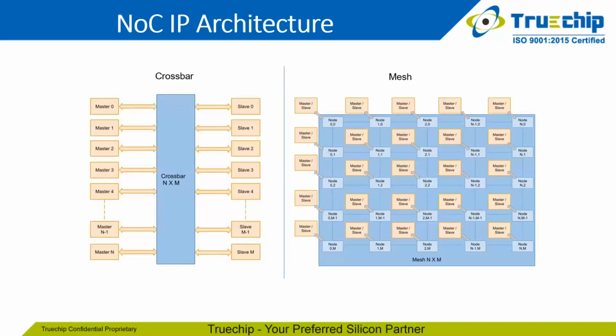Okay, so that concludes our topology section. Now let's look at the NOC IP structure that Truechip provides. As you can see, crossbar and mesh are the ones that are mostly used and can solve huge throughput and latency budget requirements. Apart from that, if scalability is also required, one can go for crossbar and mesh.